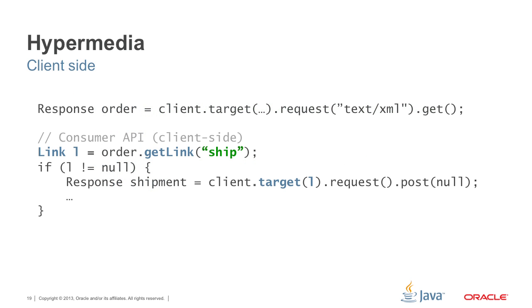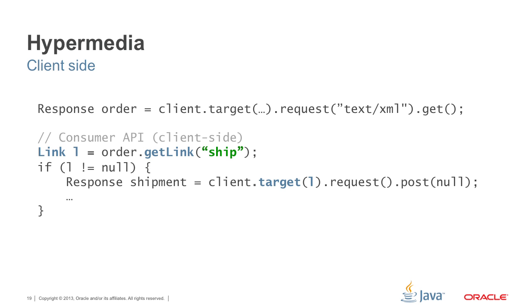So once the client receives the response, or first of all, it has to create a request to retrieve that particular response, and we've seen how to do that already. But once the response is obtained, then we can query the response to see if a particular link is available in that response. So in this case, we do order.getLink("ship"). We're looking to see if there's any link whose relationship is ship available in the order.